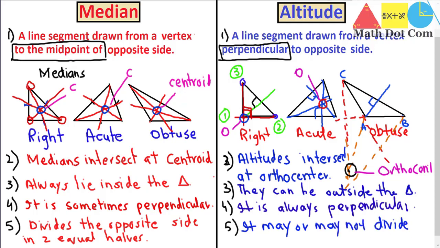There is only one case in which the median and altitudes are the same. That is in case of an equilateral triangle, in which all three sides and angles are equal, and we can say that the altitudes and medians are the same in that case. So that's all from today's lecture. This is the main difference between them. Hope now your concept is clear regarding the medians and altitudes.